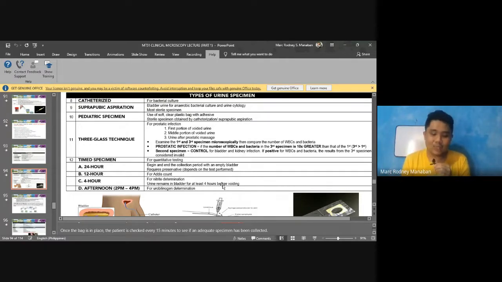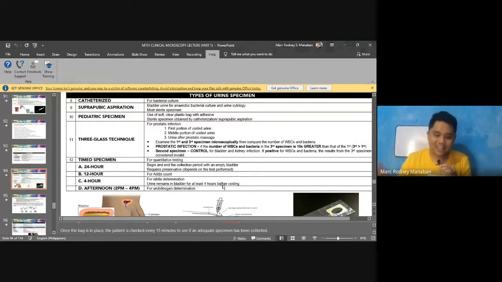Alright. 12-hour is for Addis count. Addis count is a formula for determining total solids. 4-hour is for nitrite determination. Why is 4 hours needed? Because we need the nitrates in the urine to stay in the bladder so that bacteria can convert them to nitrite. So 4 hours is needed. And afternoon is for urobilinogen, 2 p.m. to 4 p.m. Take note of that.